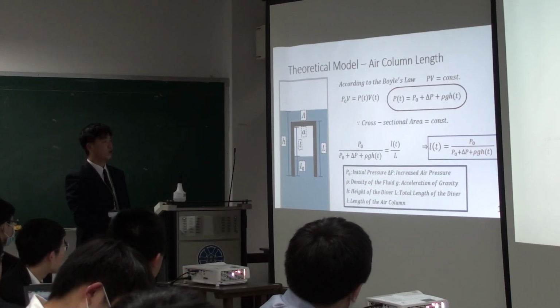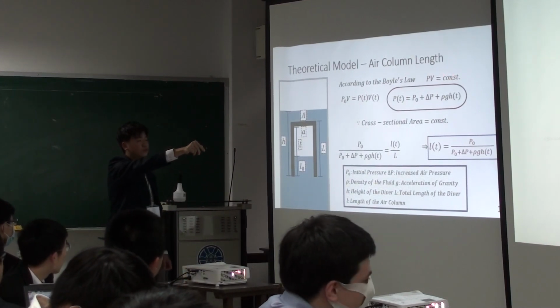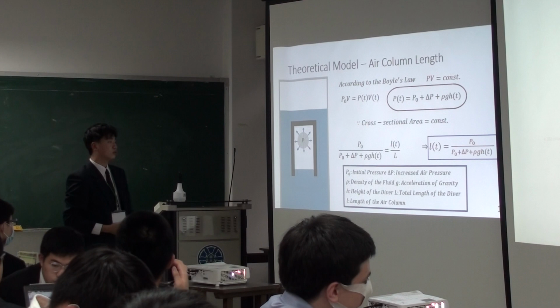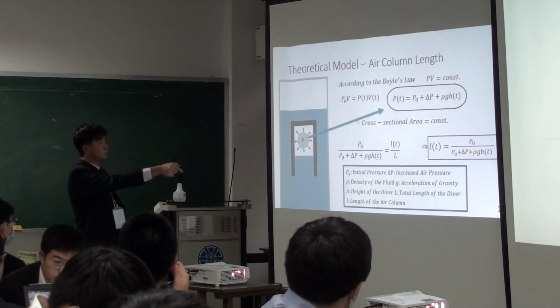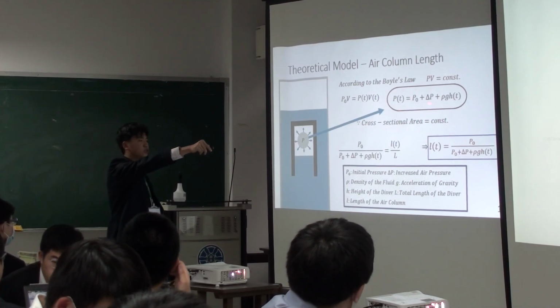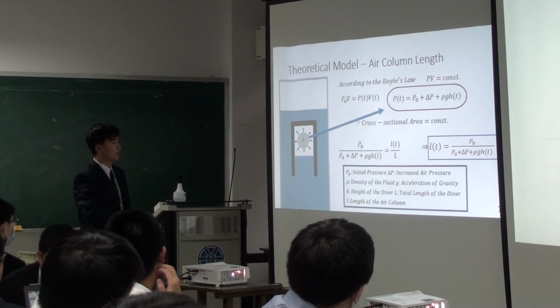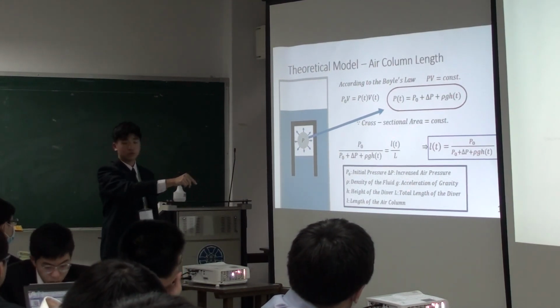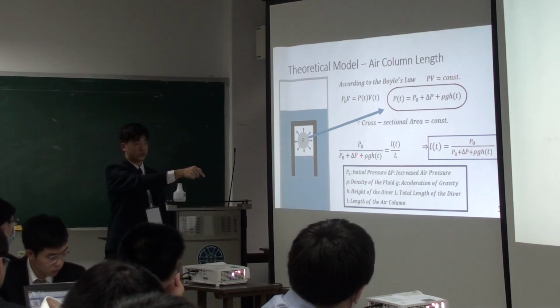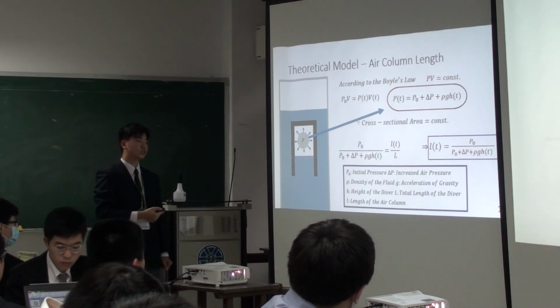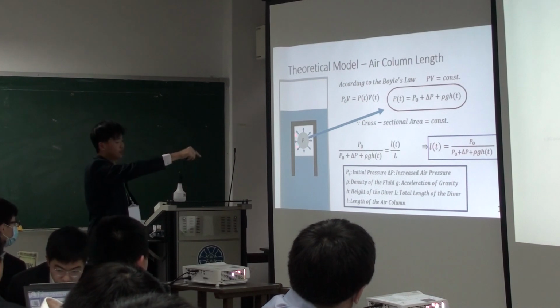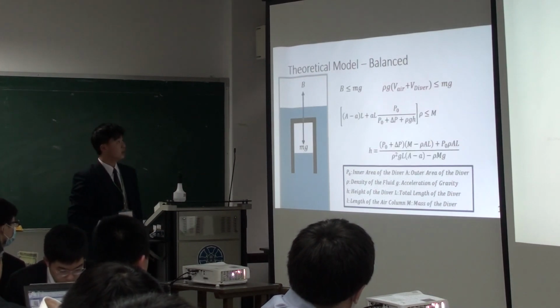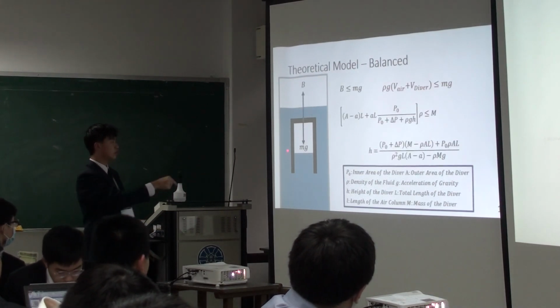And using Pascal's law and Boyle's law, PV equals constant, we're able to calculate the pressure inside of the diver, which is the atmospheric pressure plus the additional air pressure and the water pressure. As we know the cross-sectional area is constant, therefore the length of the diver will be inversely proportional to the pressure. After simplifying the equations, we can finally get L, which is the length of the air column. And this is the theoretical model when the diver is balanced.